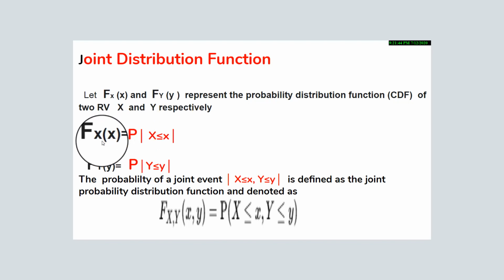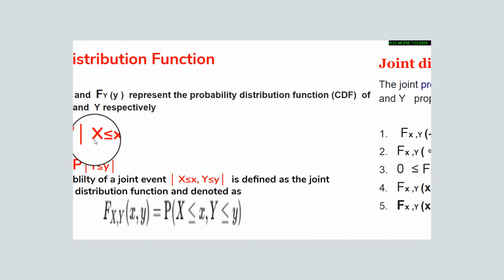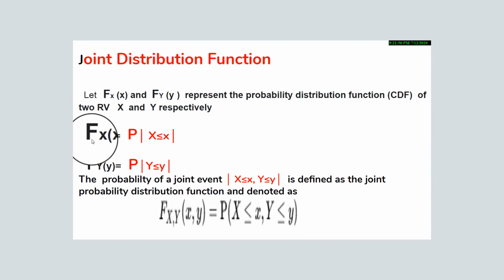Now I can write this in separate form. This form which is being written is in discrete. F of x is equal to probability of capital X less than or equal to x. This is for the single variable x. Similarly, for the other variable y, I can write F of y is equal to probability of Y less than or equal to y. I have written the two variables separately.